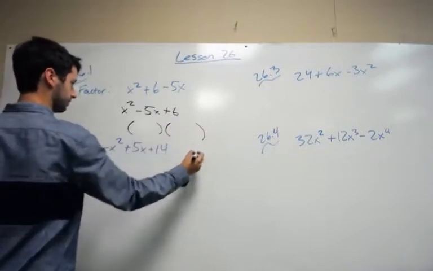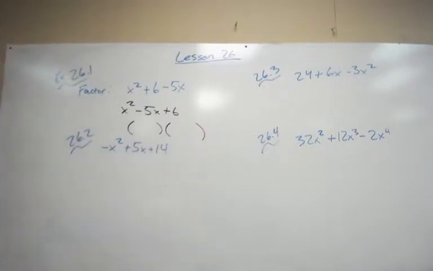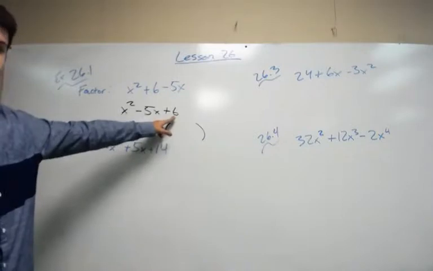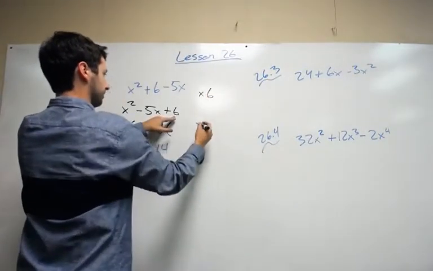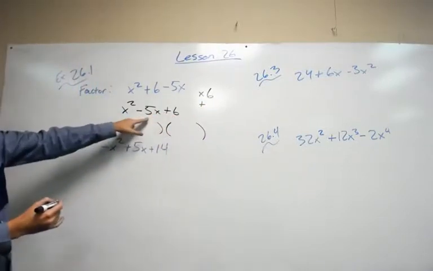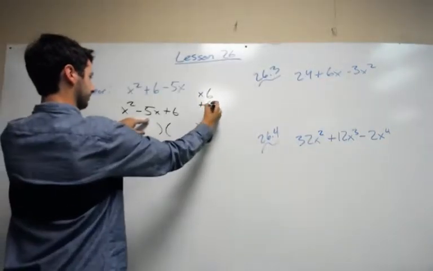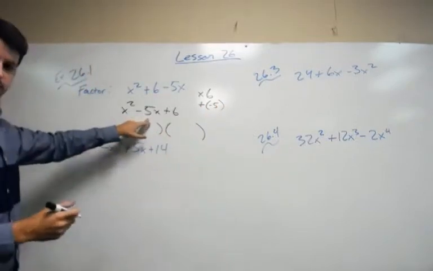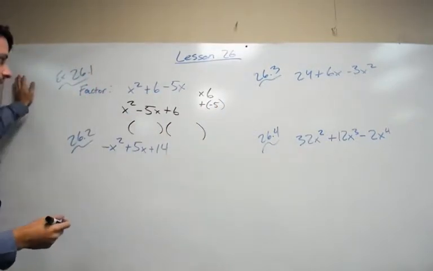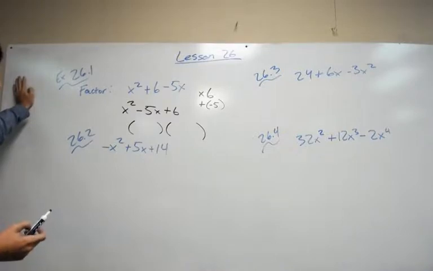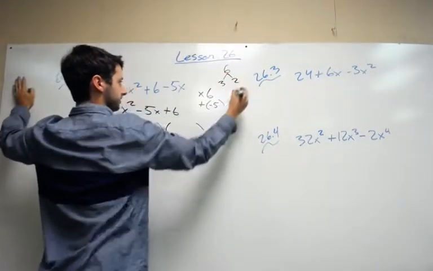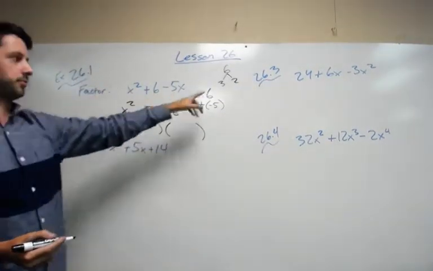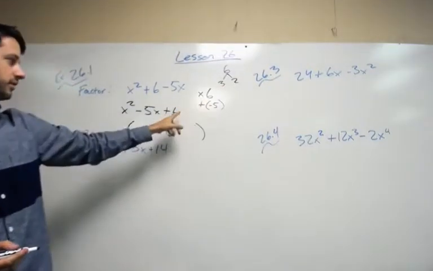Now what we do when we factor is we create these parentheses and we say, okay, what multiplies to be positive 6 but adds up to be negative 5? What two numbers multiply to be 6 and add up to be negative 5? So these are going to be factors of 6. Well, 3 and 2 are factors of 6. When you multiply 3 and 2, you would get 6.